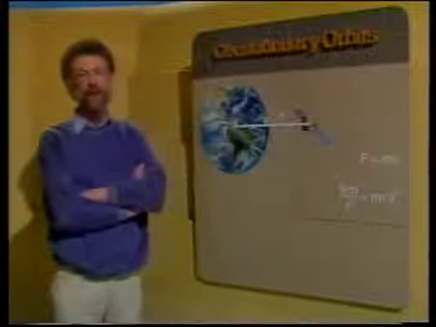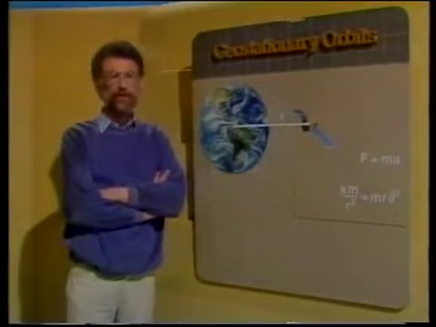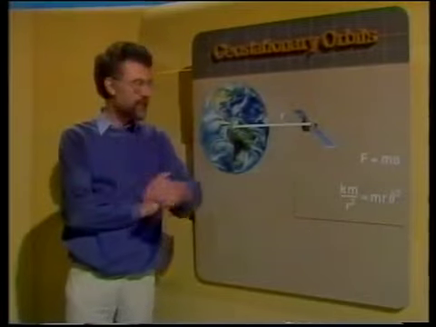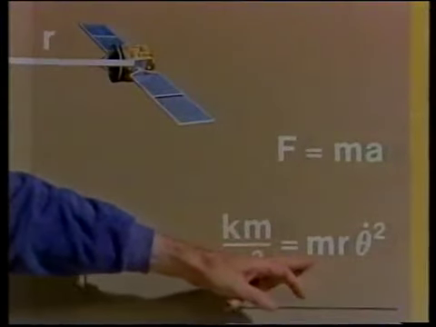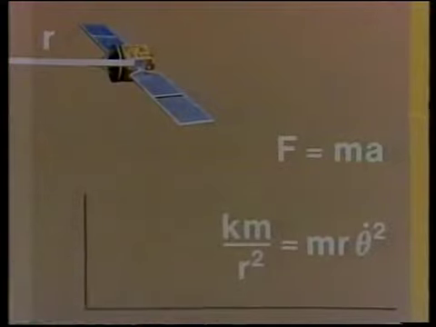Now, we want to find r, the radius of the geostationary orbit. So the first thing to do is to get an expression for r. The m's here cancel, and we can multiply through by r squared. If we rearrange this equation, then we get r cubed is equal to k over theta dot squared.